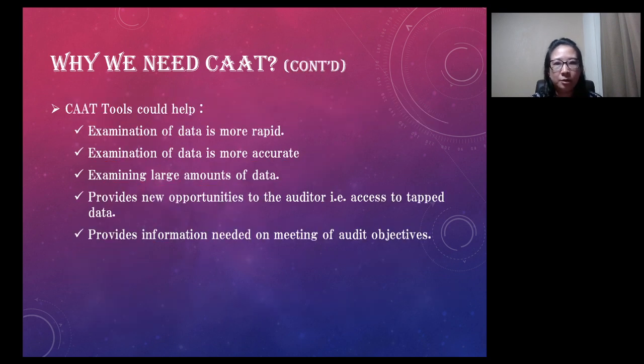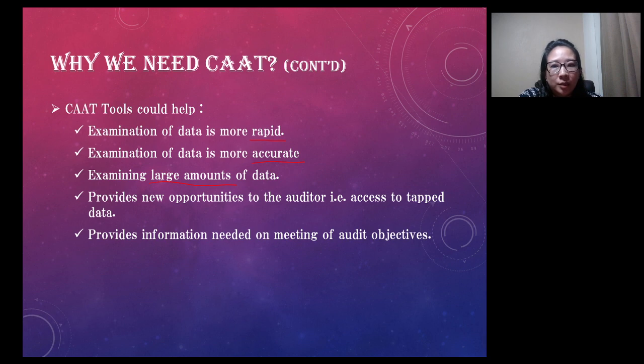And then the next thing, why we need the CAAT also, because the CAAT tools can help the auditor to do the examination more rapidly. It means faster, more accurate, and it's possible to examine a large amount of data, a lot of data. The data is not only internal but also external.